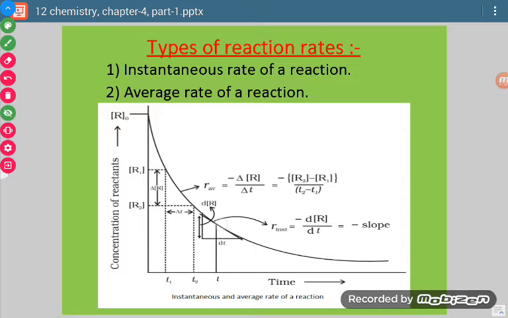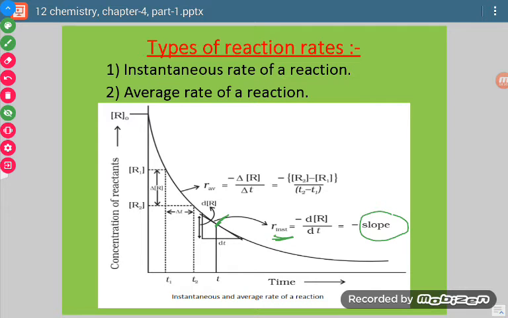Now what you can see in this place, we have drawn a tangent at this point. So this point is this time. At this particular point when we draw a tangent, we get a change in concentration value this and a change in time value this. We have to find out the slope at this particular point. If we find the slope at this point, then that slope will give the instantaneous rate of reaction value.